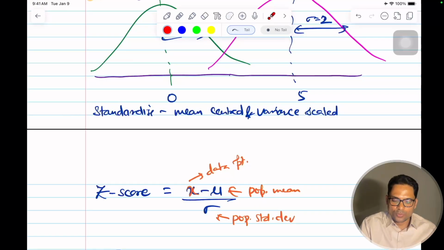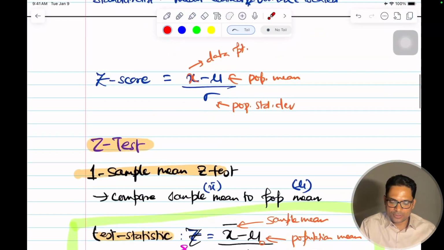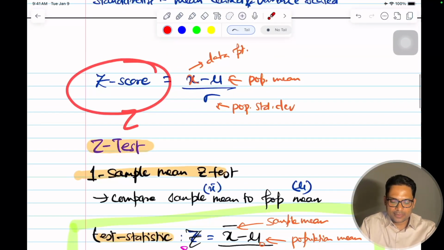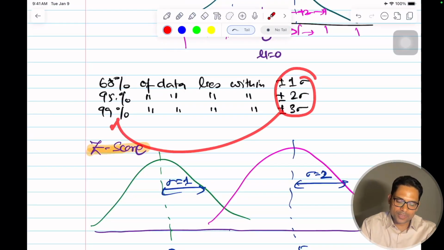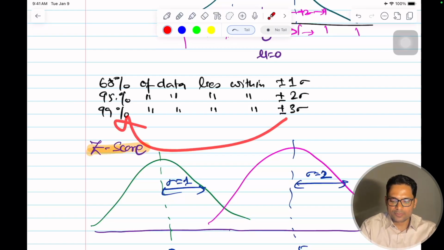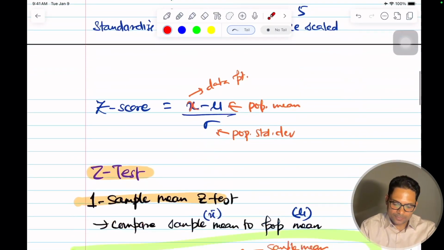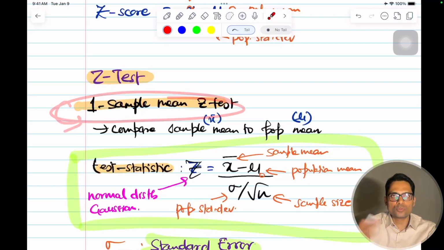We bring it towards 0. So if we subtract the mean, say minus 5, this will come to 0, and we divide by the standard deviation. That's how we standardize, and this z-score gives the mapping between standard deviations and the percentage of area under the normal distribution. And then using this z-score we do the z-test. There are two types, one sample z-test and two sample z-test.